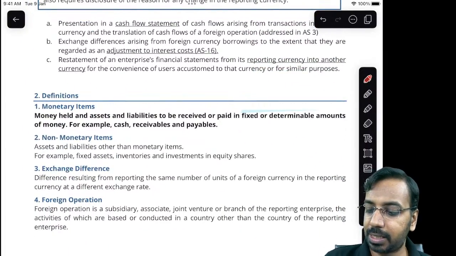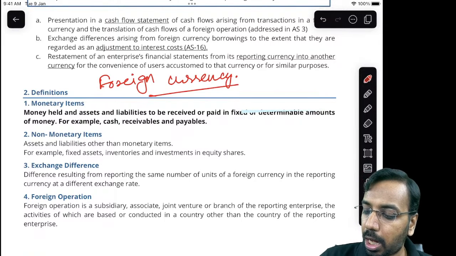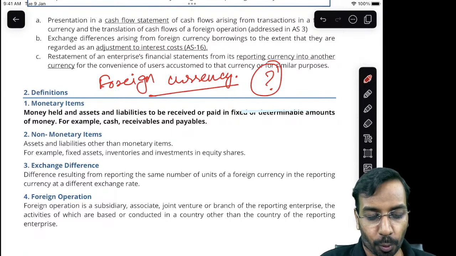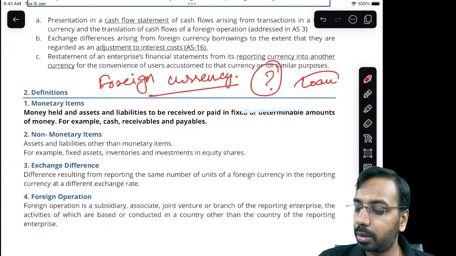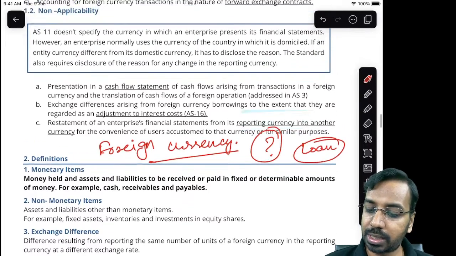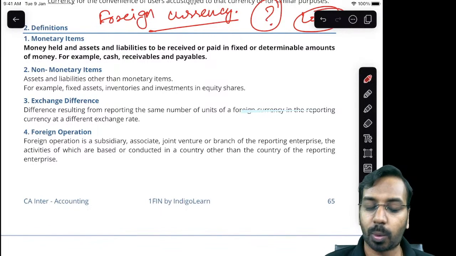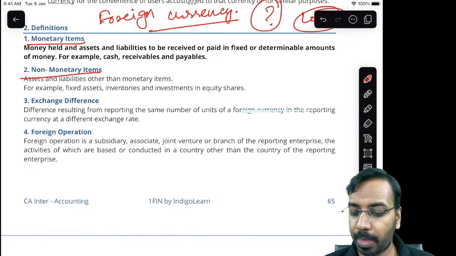Now what we have to understand is, whenever there is a foreign currency transaction, how should we account for it? That is what is covered by this standard. For example, if we export, if we import, how should we account for it? Or if we take a loan in foreign currency, how should we account for it? So that is what is covered by AS 11, right? Now there are some definitions we need to understand before we move to the details of the standard. One is monetary items, second one is non-monetary items.